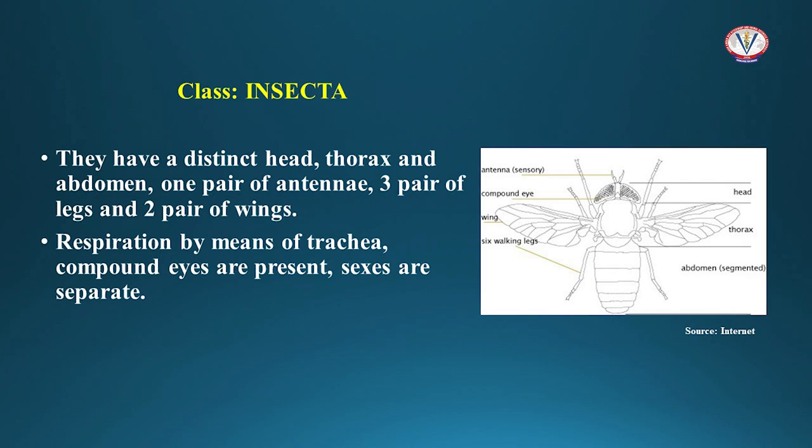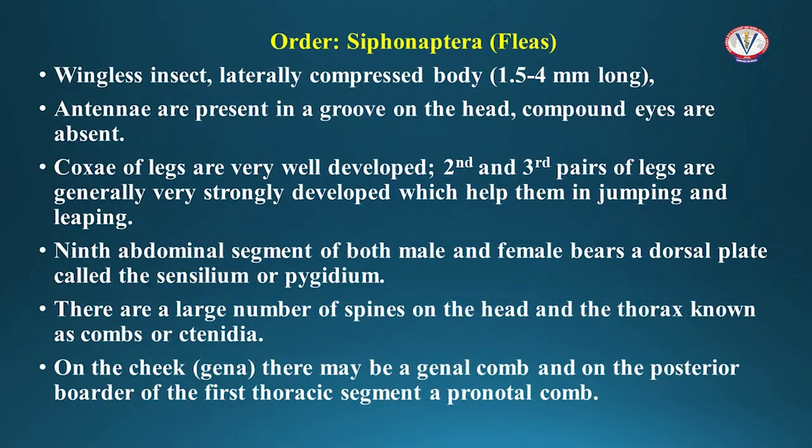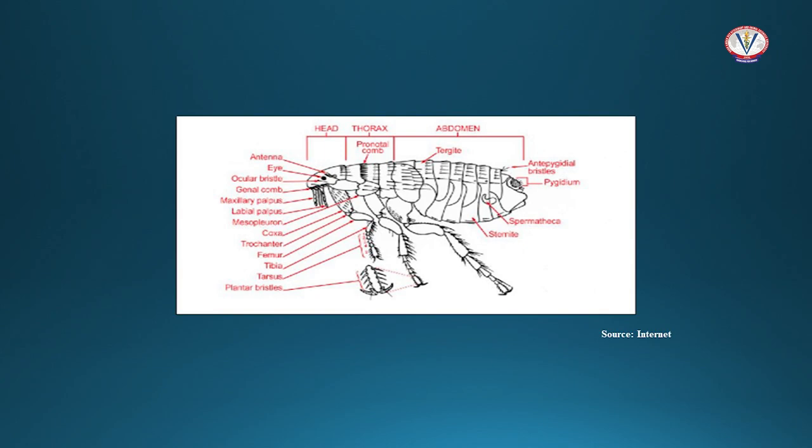It includes several orders. Order Siphonaptera or the fleas. These are wingless insects having a laterally compressed body. The antennae are present in a groove on the head. Compound eyes are absent. Coxae of legs are very well developed. Second and third pairs of legs are generally very strong, developed to help in jumping and leaping.